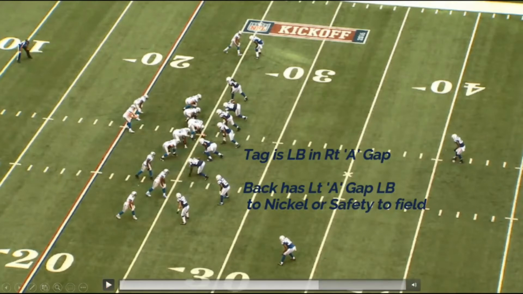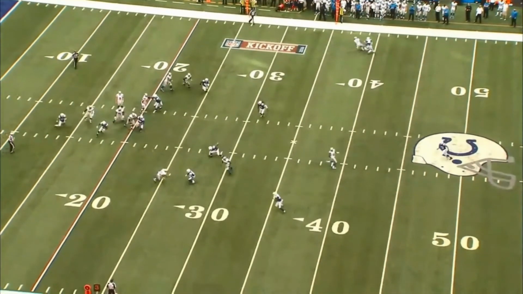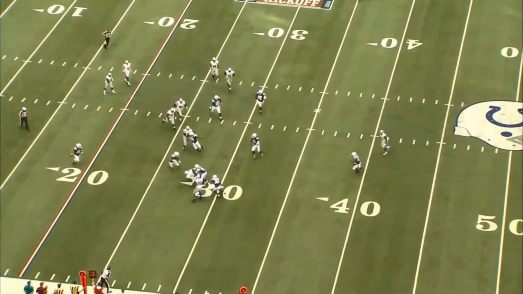Okay, so we tagged the linebacker in the right A gap. So linebacker in the right A gap is the tag. The back has the linebacker in the left A gap initially, and then he has to work out here to either the nickel or the safety, whichever one of these two defenders over the bunch blitzes, okay? And then the line is going to work to the linebacker in the right A gap. So just another example of a search, what it looks and feels like for the back in terms of his eyes.